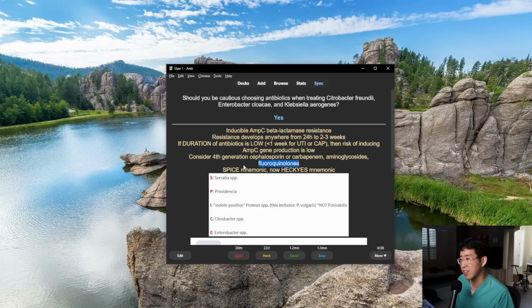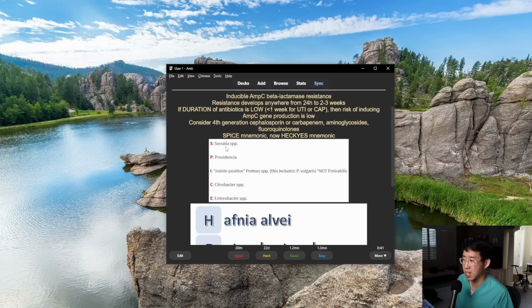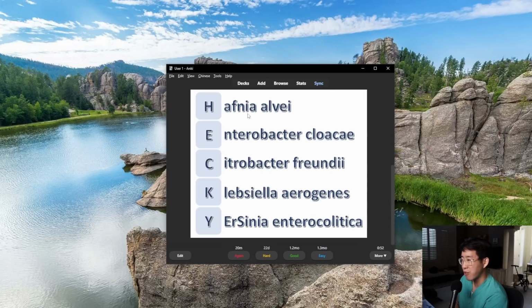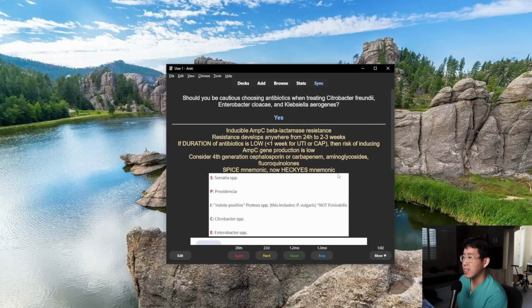So previously, we had this SPICE mnemonic, which was these AmpC-inducible organisms: Serratia, Providencia, Proteus, Citrobacter, Enterobacter. Now it is more favored to use this HECK-YES mnemonic. HECK-YES is Hafnia, Enterobacter cloacae, Citrobacter freundii, Klebsiella aerogenes, and Yersinia enterocolitica. And so even if it says susceptible to ceftriaxone, you've got to be very careful about giving ceftriaxone to these patients. So consider 4th generation cephalosporins or carbapenems instead.